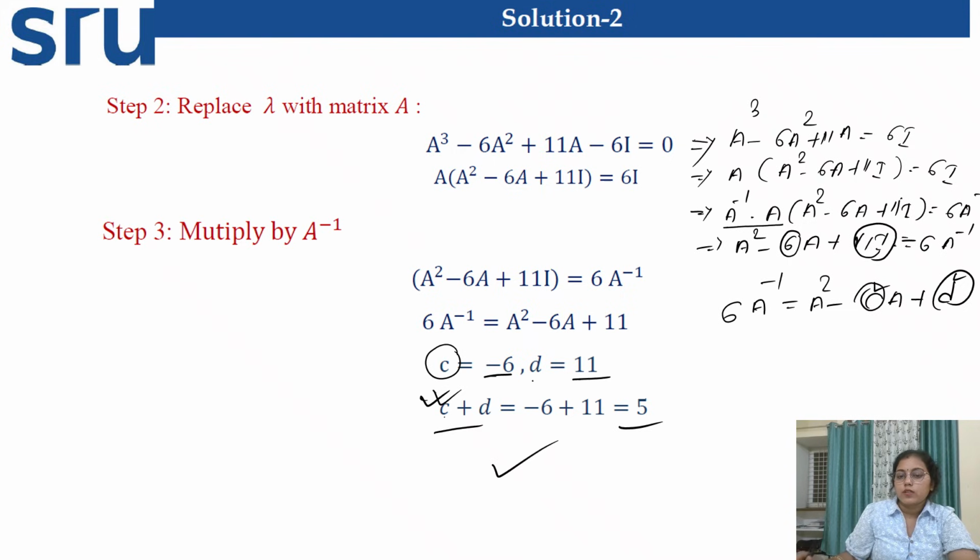So in this manner you have to find the value of the constants. This type of question is already coming in exams. So simply find the characteristic equation, then in the place of lambda you have to replace A, and do the calculation in this manner. So you will get the constant values.